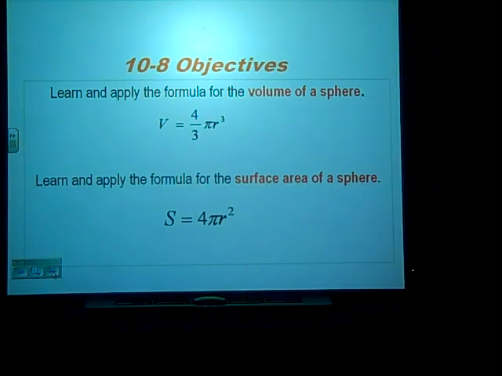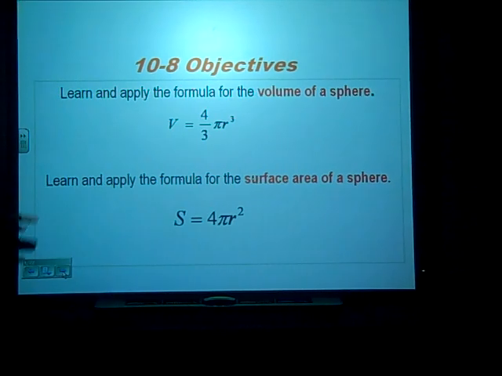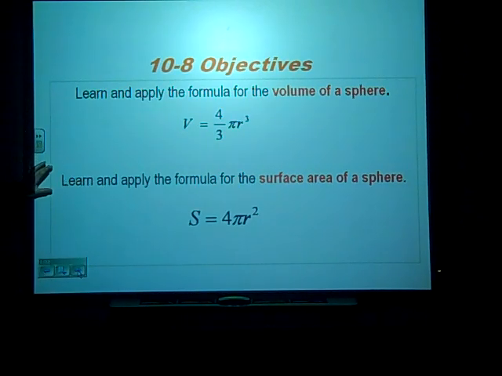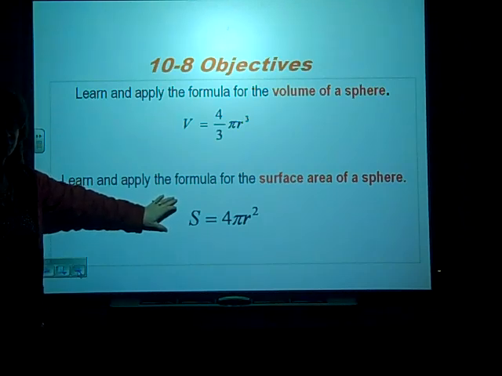Welcome to Klein's Geometry. This is lesson 10-8 and we're going to learn and apply the formula for the volume of a sphere. Formula right here, volume equals 4/3 pi r cubed. And we're going to learn and apply the formula for the surface area of a sphere. Right here, surface area equals 4 pi r squared.